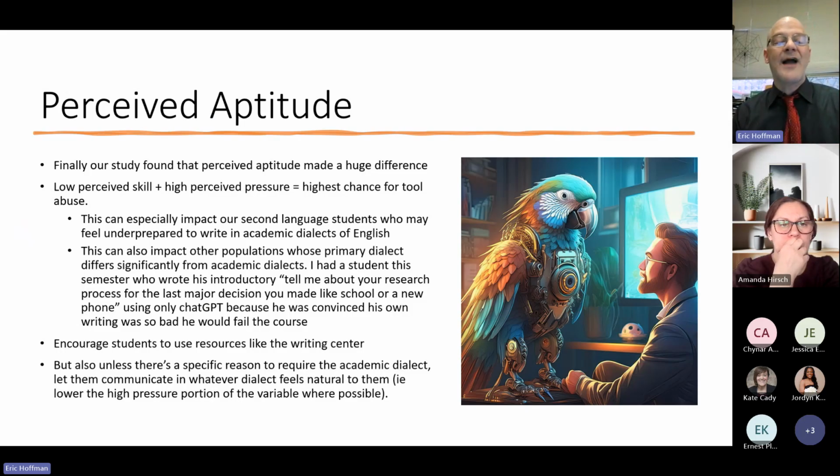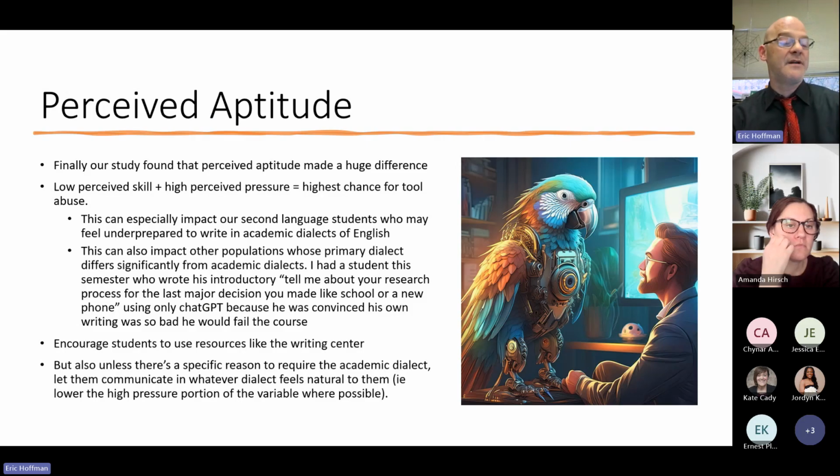So when you combine that with a high pressure situation, for example, a paper worth a quarter of their grade, a third of their grade, a half of their grade, that's where we're running into trouble. And that's where my students observed that students more often turn to these tools in ways that were not productive. I tell the story, or include the story here.